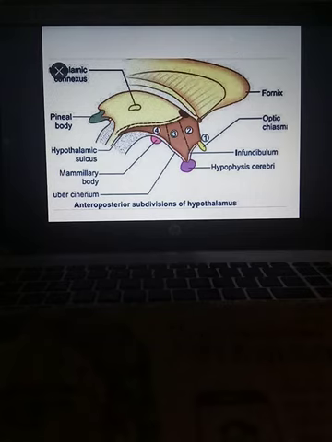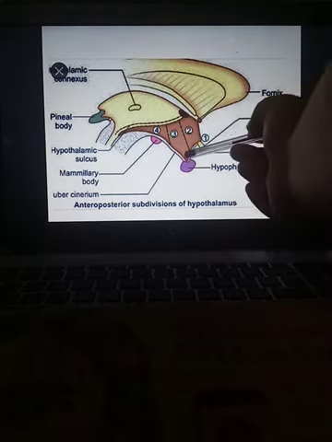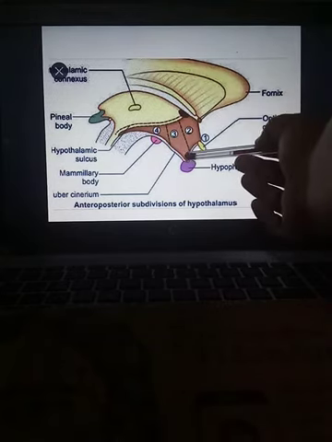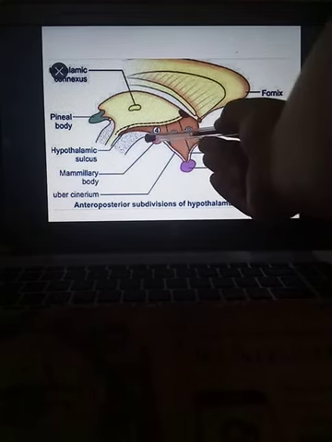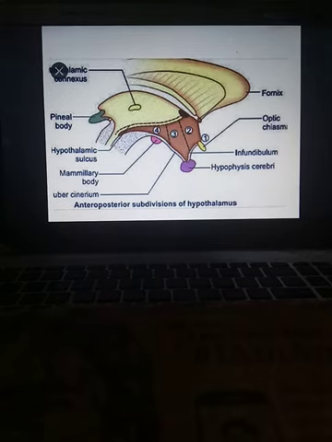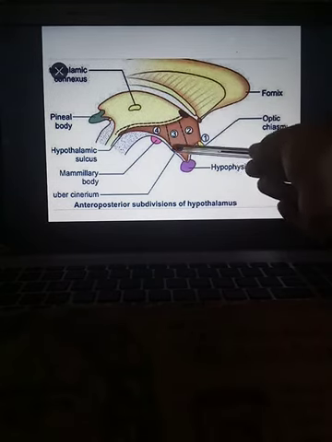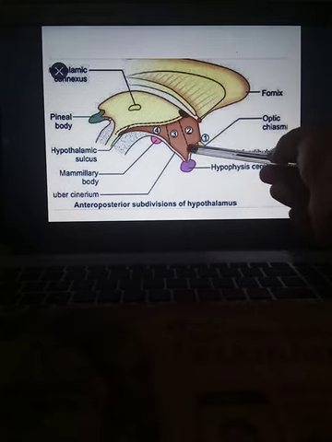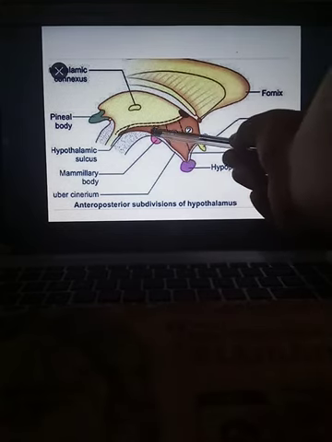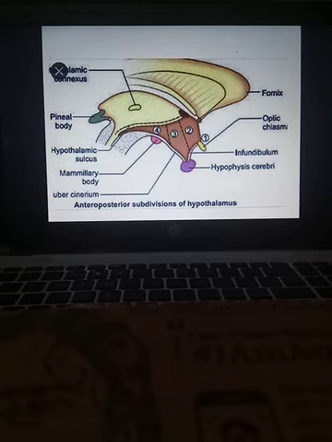Then inferiorly there is the infundibulum, and the mammillary bodies, and this will be your tuber cinereum. Inferiorly it will have the infundibulum, tuber cinereum, and the mammillary bodies. This diagram is very good if you look at it carefully.